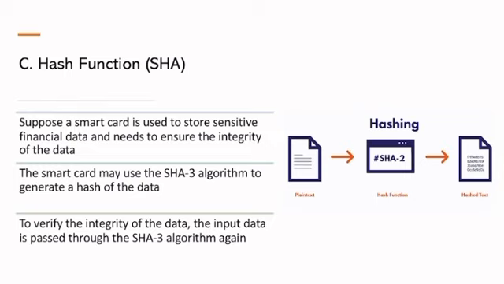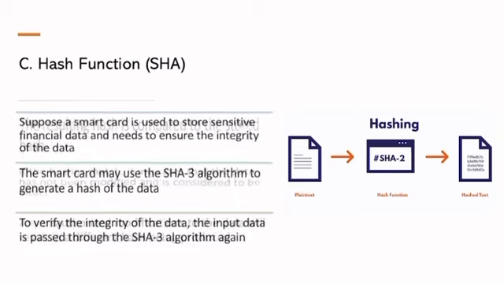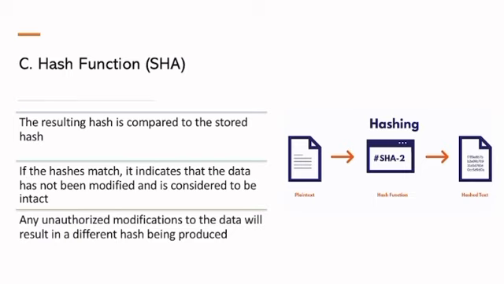Suppose a smart card is used to store sensitive financial data and needs to ensure the integrity of the data. The smart card may use the SHA3 algorithm to generate a hash of the data. To verify the integrity of the data, the input data is passed through the SHA3 algorithm again. The resulting hash is compared to the stored hash. If the hash matches, it indicates that the data has not been modified and is considered to be intact. Any unauthorized modification to the data will result in a different hash being produced.